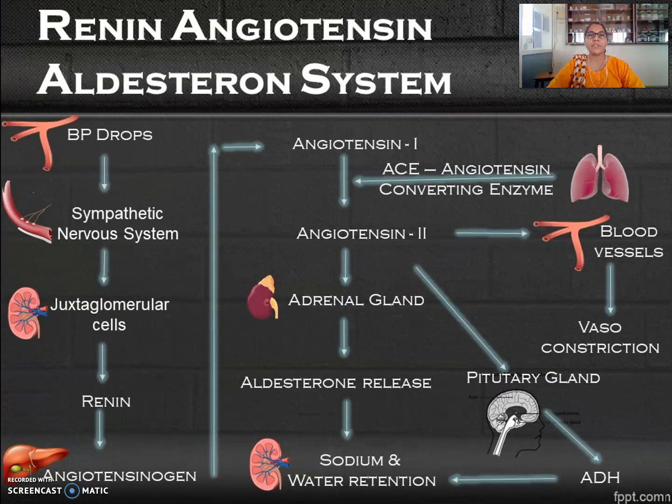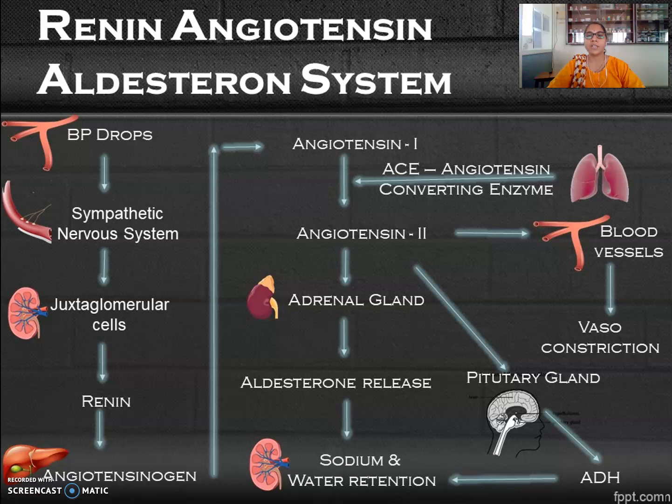So let's see a short revision of this renin-angiotensin-aldosterone system. As the BP drops, it stimulates sympathetic nervous system by activating juxtaglomerular cells in kidney, which promotes the release of renin. Renin promotes the release of angiotensinogen, which is converted into angiotensin 1. Angiotensin 1, with the help of the enzyme ACE or the angiotensin converting enzyme, converts into angiotensin 2.